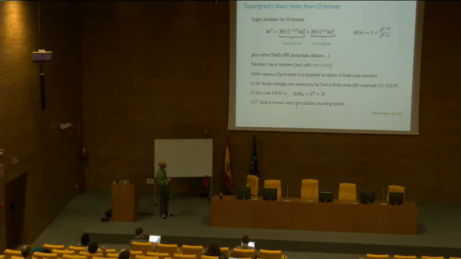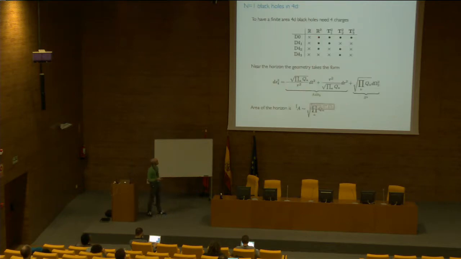And by looking at the CFT dual and how the number of states grows with the fixed charges, you can actually count the entropy of the black hole, the number of microstates. So the kind of system we have in mind is actually 4-dimensional. These are black holes that preserve N=1 supersymmetry. And this is necessary to have a finite area.